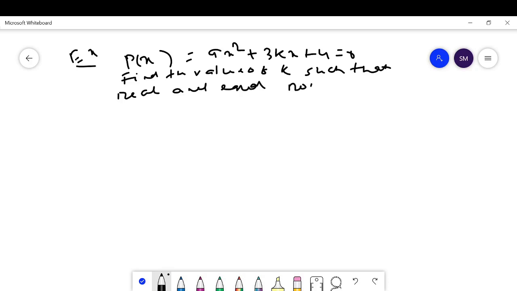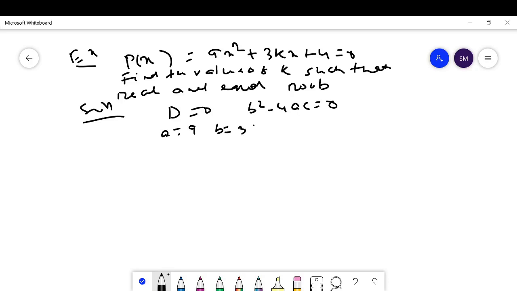In which conditions do you get equal roots? In the condition when D is equal to 0. D means b square minus 4ac is equal to 0. Here a equal to 9, b equal to 3k, c equal to 4. A is the coefficient of x square, b is the coefficient of x, c is the constant. Then find out b square minus 4ac.